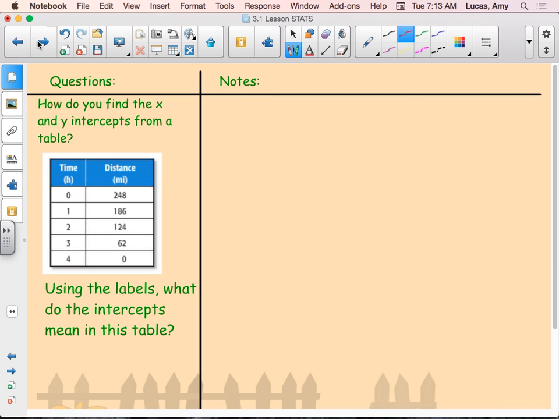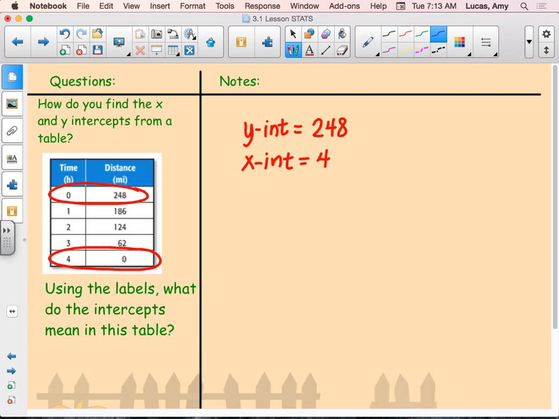One more table. Look for the zeros, magic number 0. So if x is 0, the y-intercept is 248. And down on the bottom, if y is 0, the x-intercept is 4. Now this one has a little bit more that it's asking of us. It says, using the labels, what do the intercepts mean in this table? Well, we've got time and we've got distance. So at time 0, the distance is 248. So what that means is that, the interpretation I'm going to take from this is that you have 248 miles to travel to get to your destination.